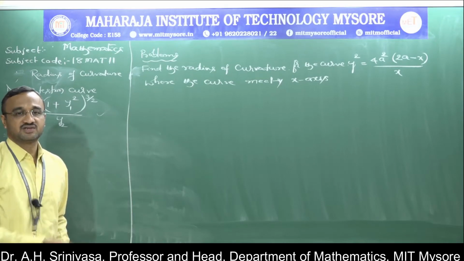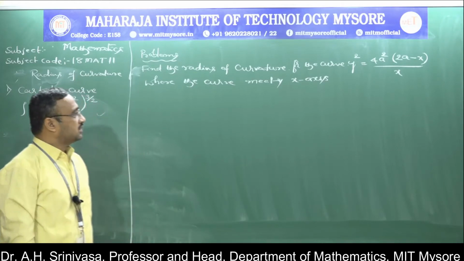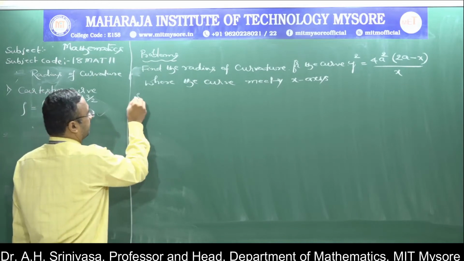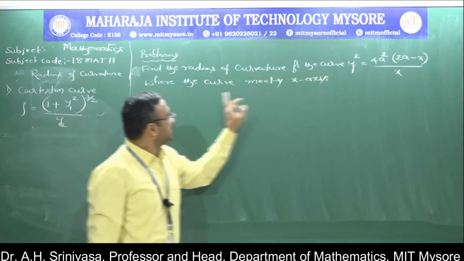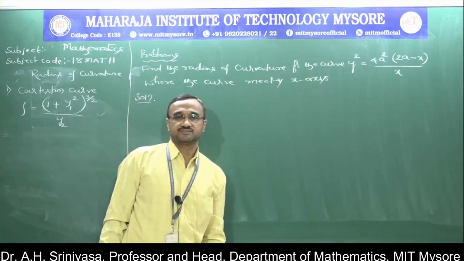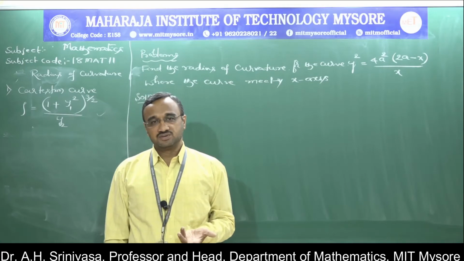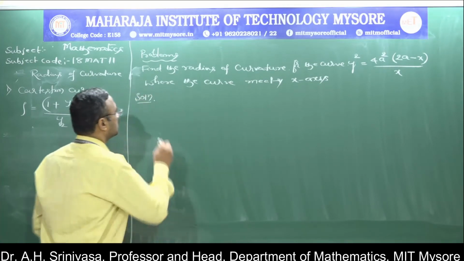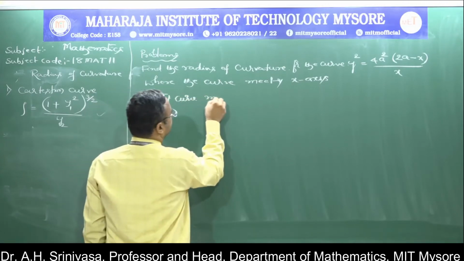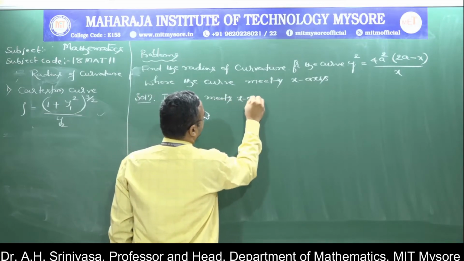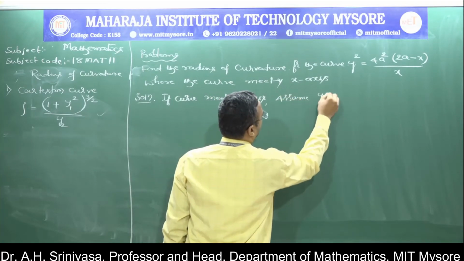So in this problem, they doesn't giving a point of intersection also. You should have to find out the point of intersection. One clue is they given in the problem. Find the radius of curvature for this curve, and it meets the curve at x-axis. If the point meet the curve at x-axis, the another point y they become 0. Okay. If curve meets x-axis, assume y equal to 0.